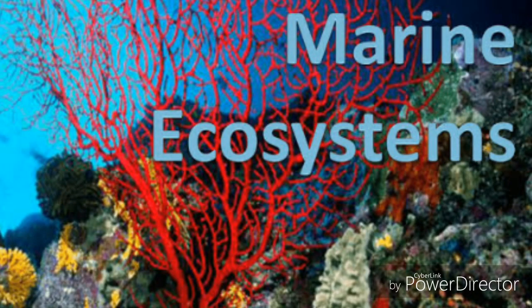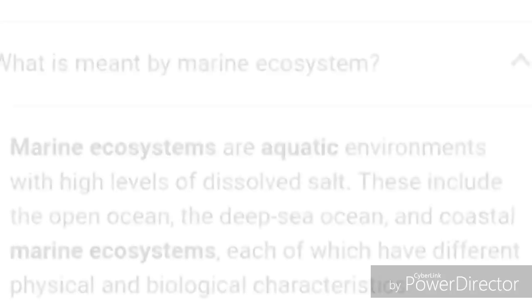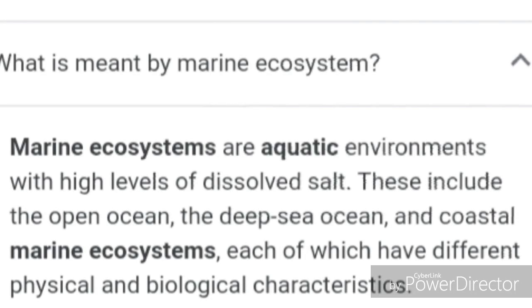Now let us learn about marine ecosystems. The word marine is related to sea or ocean. Marine ecosystems are aquatic environments with high levels of dissolved salt. These include the open ocean, the deep sea ocean, and coastal marine ecosystems, each of which have different physical and biological characteristics.